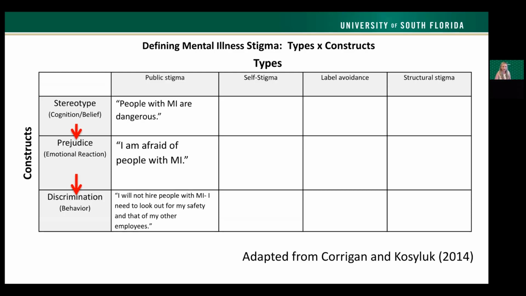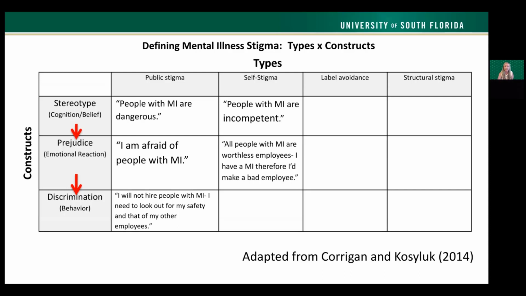So for self-stigma, another common stereotype is that of incompetence. People with mental illness are incompetent is the stereotype. The prejudice in this case is how the individual living with the mental health condition reacts to that stereotype. So all people with mental illness are worthless employees. I have a mental illness and therefore I'd make a bad employee. And this leads to a discriminatory response or a behavior that we call the why try effect. Why try seeking a job? I wouldn't be able to succeed at it anyway. So this is this loss of self-esteem or self-efficacy as a result of internalizing stigma.